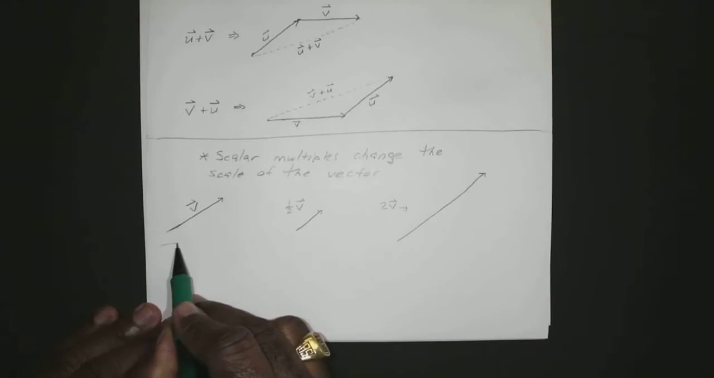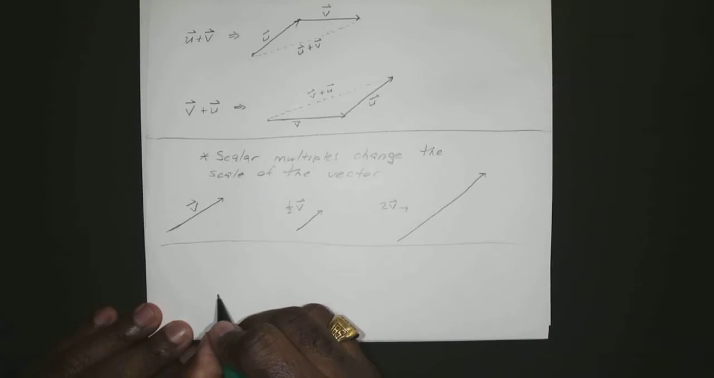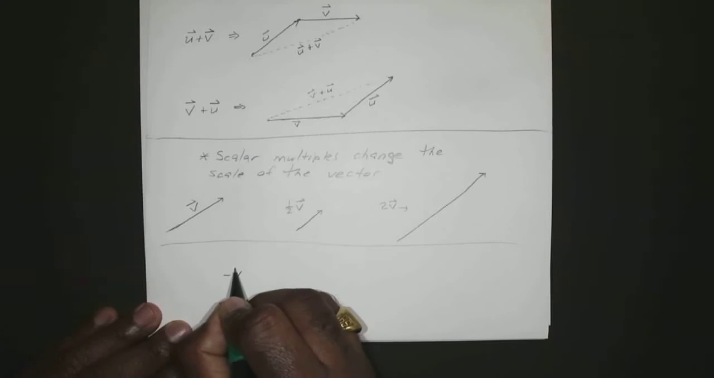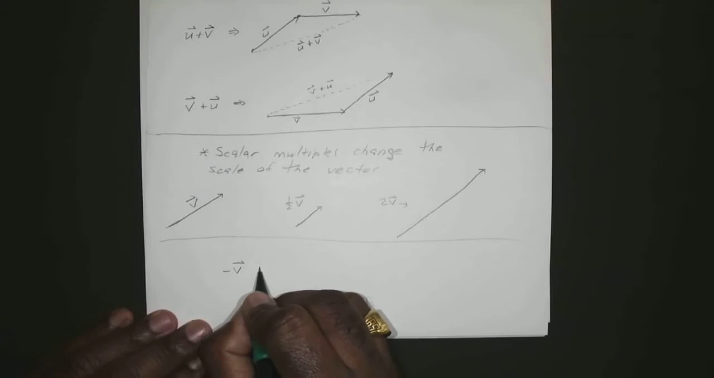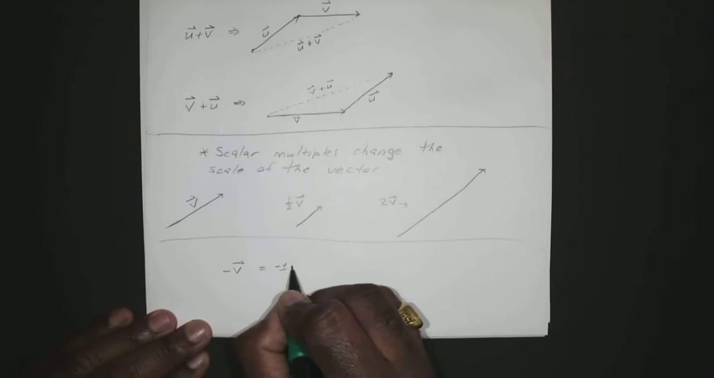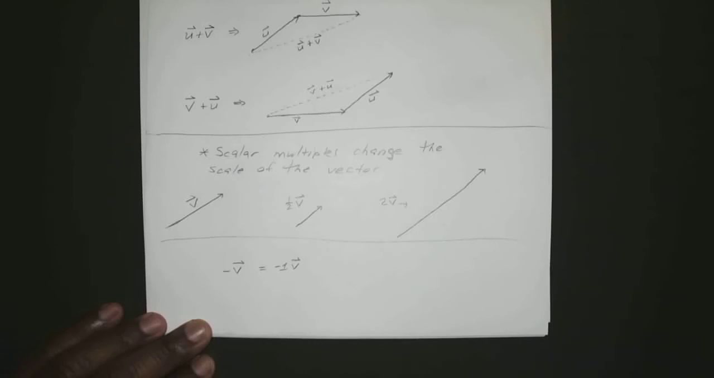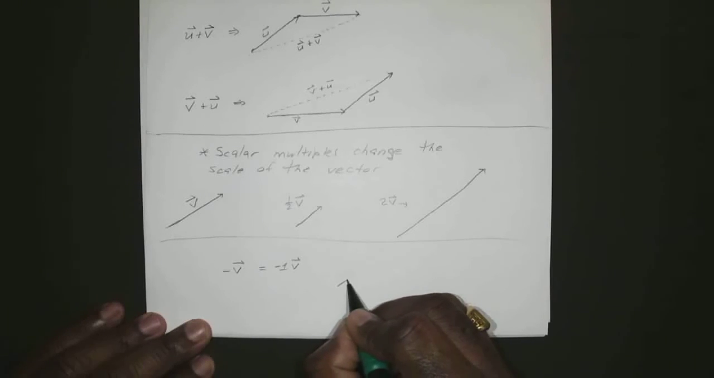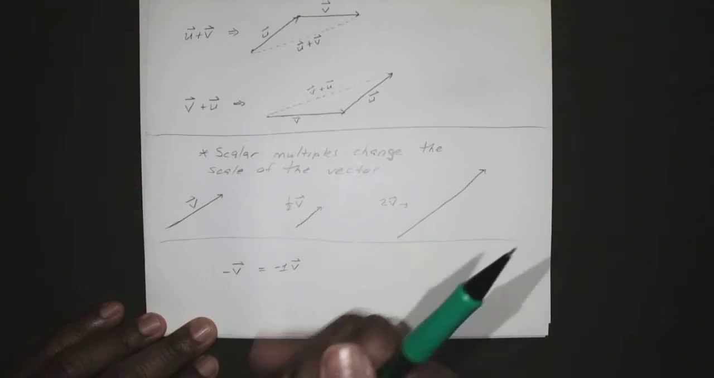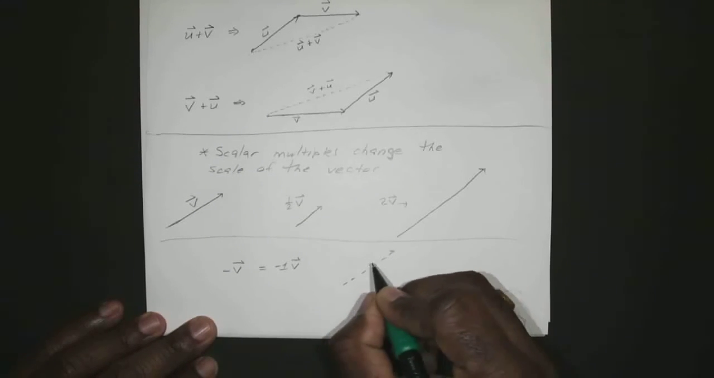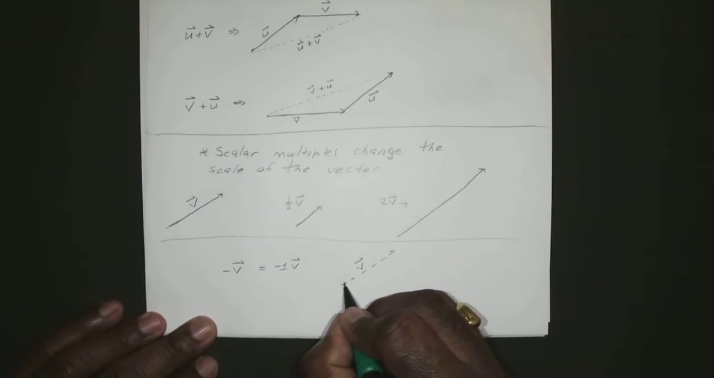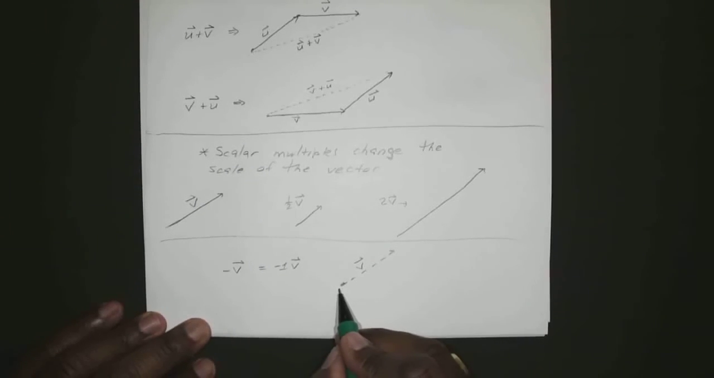So let's say, kind of separate that a little bit. If that's our vector v, if you want to find negative v, negative vector v, that's just -1 times vector v. So if our v vector, actually I'll write our v vector as dotted. So let's say this is our vector v. Then negative v is the exact same length but in the other direction.